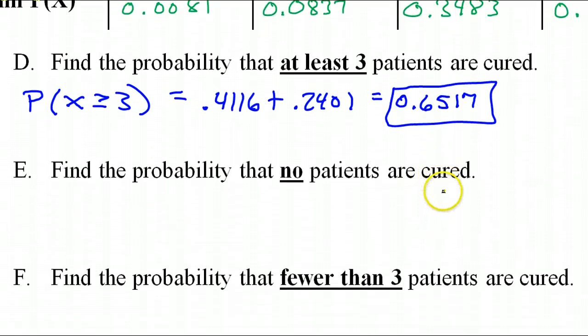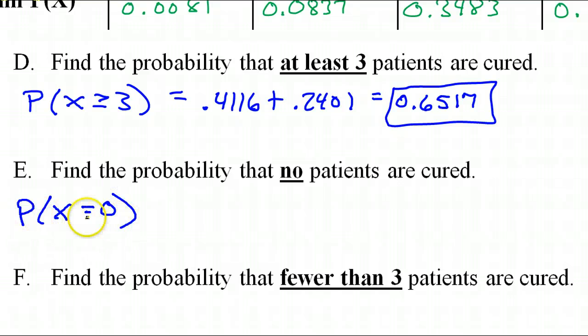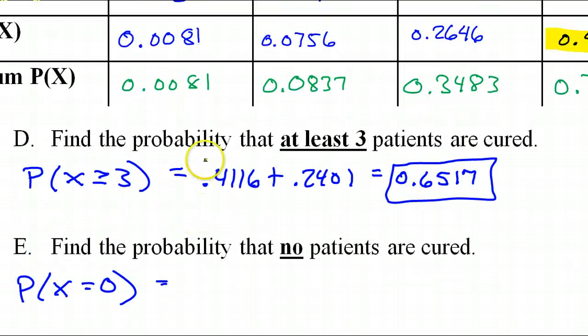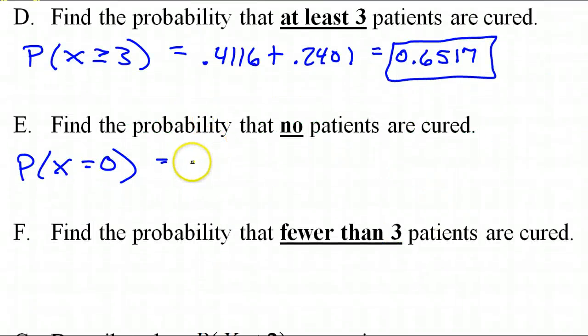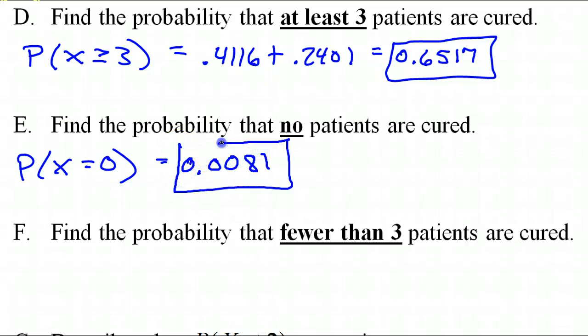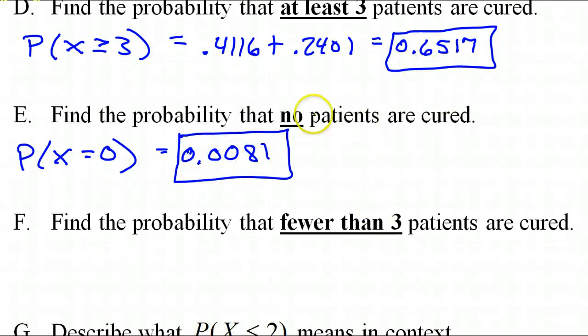Alright, E, find the probability that no patients are cured. Well, that's the probability that there are 0 cured patients. So again, you must show your symbolism, probability that X equals 0. And you're just going to pull that right off your chart, 0.0081. Okay, I don't care if you leave this as a decimal or if you wrote it as a percent. Either way is fine, but this is more traditional for this unit.